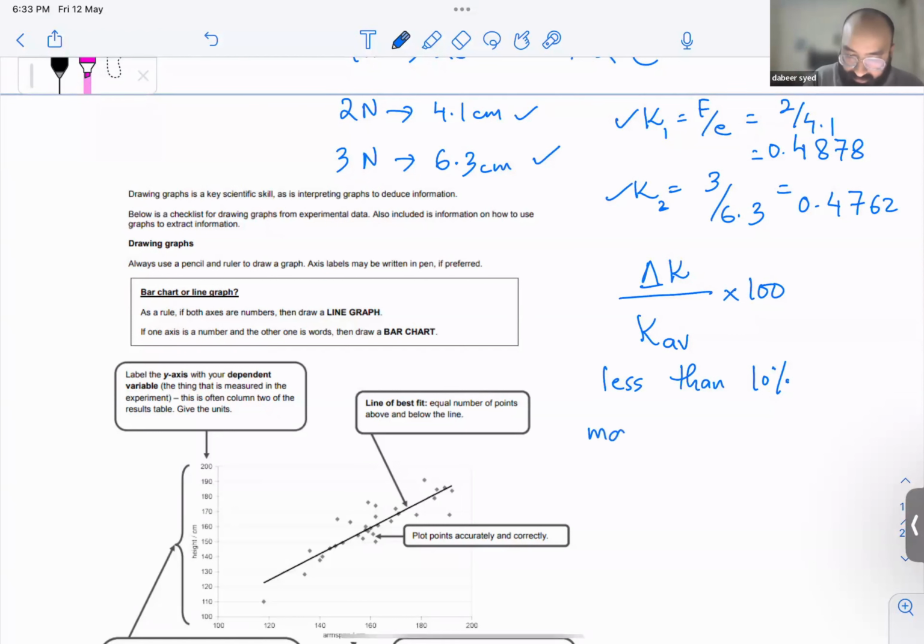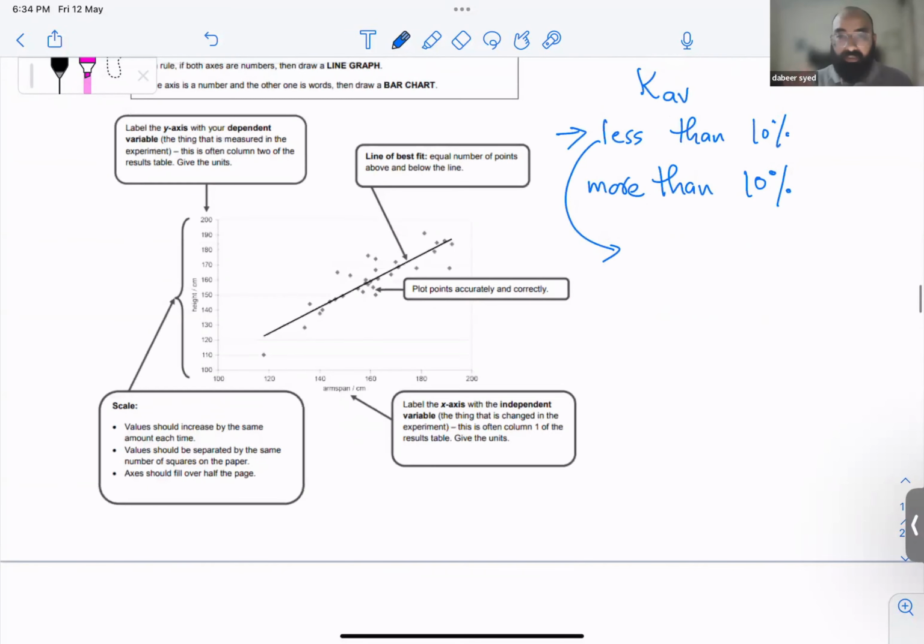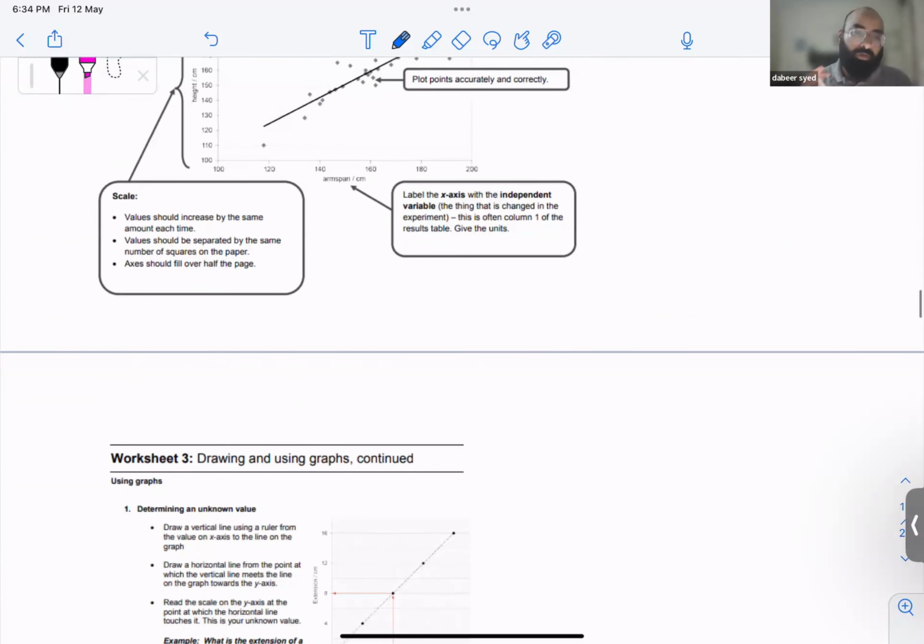And if it is more than 10%, then, okay, this is now your criteria. So you can say when it is less than 10%, the statement that you follow it up with is, well, the difference in the readings is not sizable. But when it is more than 10%, you say, well, the difference in the readings is quite sizable, and hence the value of K's are not the same. So this is a good question that a lot of people get.